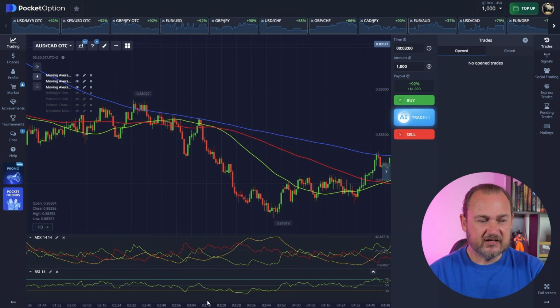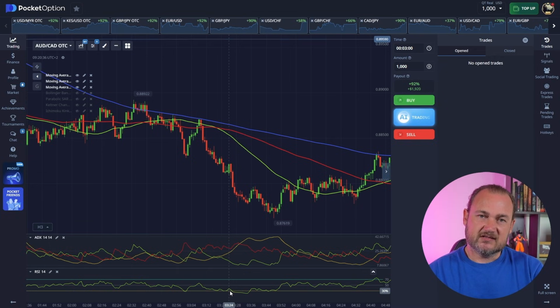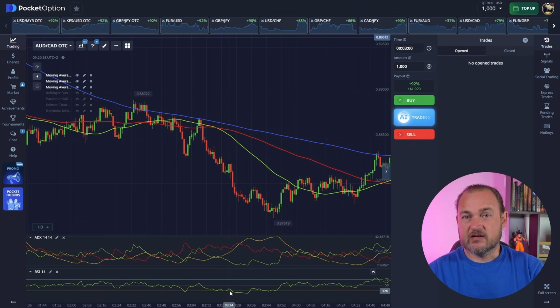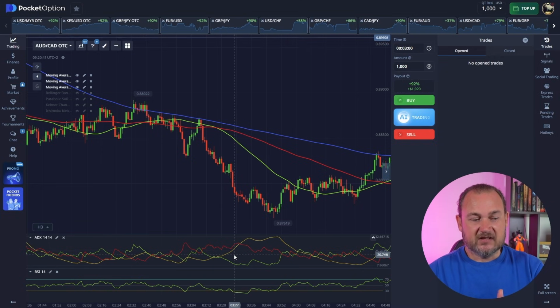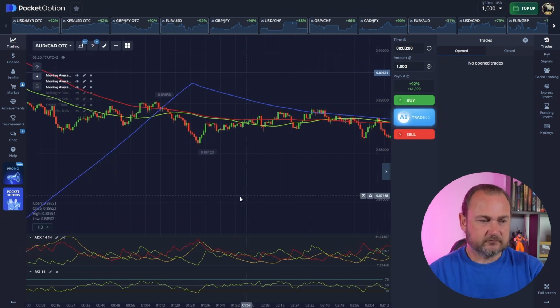We had two areas where the RSI hit the oversold area, but on the first hit, the ADX told us it's fine. You can take a buy trade. On the second time here, the ADX showed us definitely don't take a buy trade. Okay, so it's one of the ways I like to filter it.